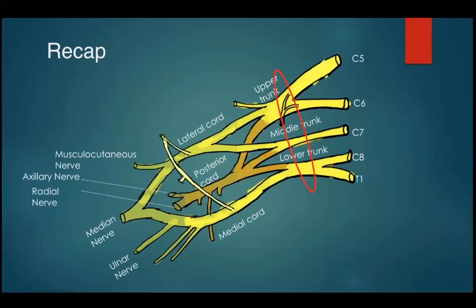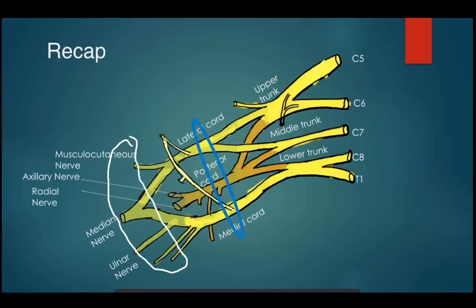And from the cords arise the terminal branches. The interscalene block is performed at the level of the trunks, while the supraclavicular block is performed at the level of the anterior and posterior divisions of the trunks. The infraclavicular block is performed at the level of the cords, while the axillary block is performed at the level of the terminal branches.